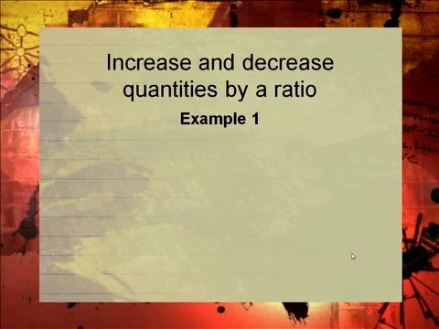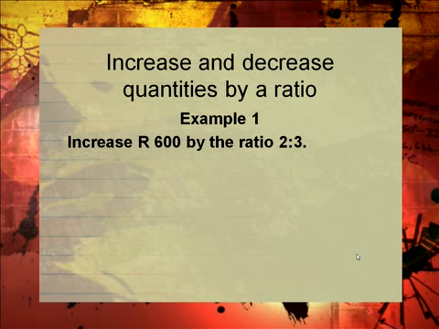In this segment, we're dealing with increasing or decreasing ratios. Okay, you've got your 2:3. How do we increase or decrease a certain number by this ratio, 2:3? What do we do? Watch this. Let's say an example is: increase 600 rand by the ratio. What will this number be?